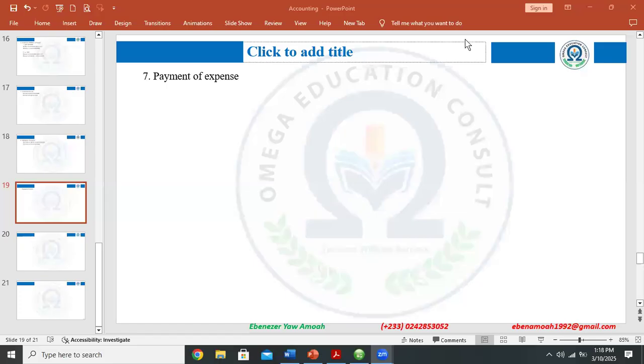The payment of expense. I think Portia was making a submission as to whether this expense will increase capital or decrease capital. So Portia, go ahead.